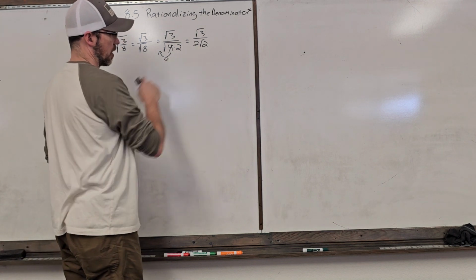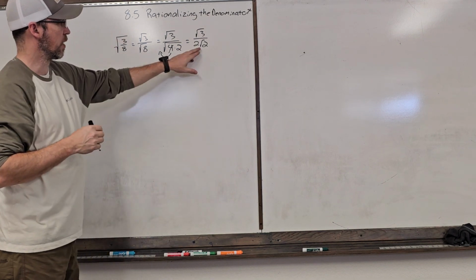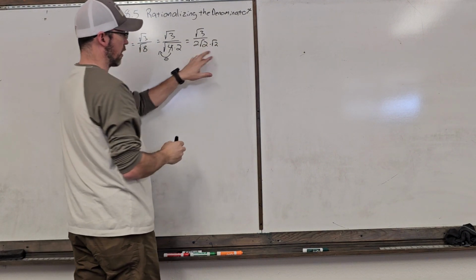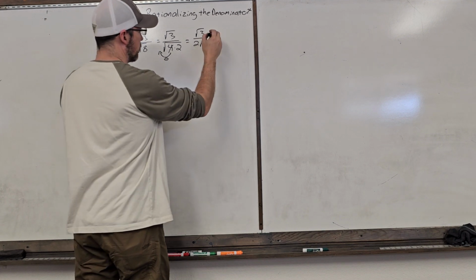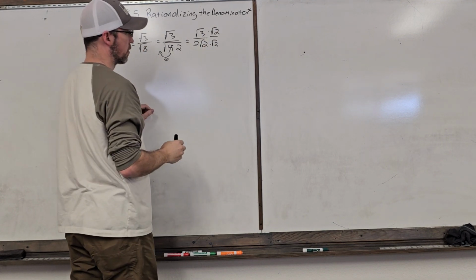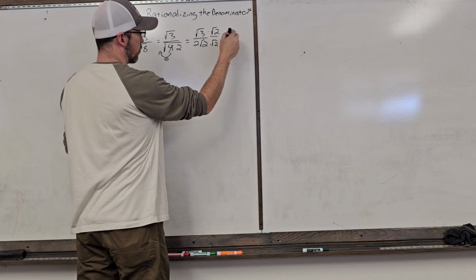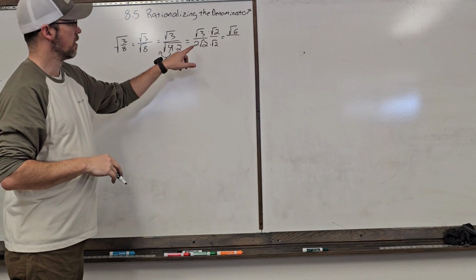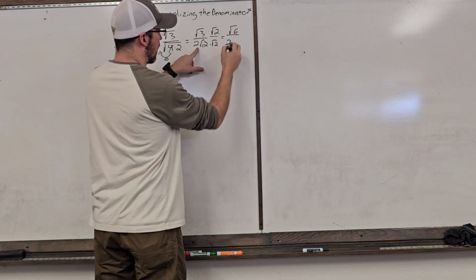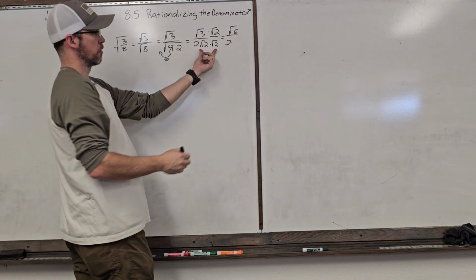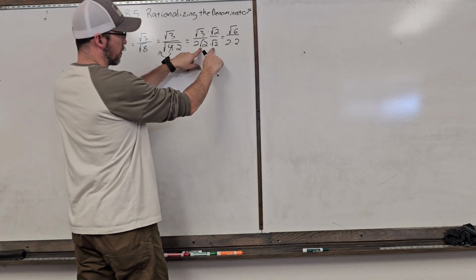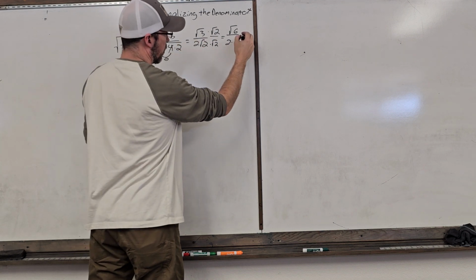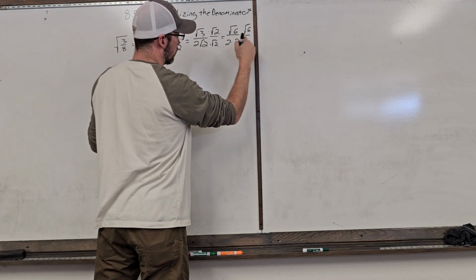I can't have that in the bottom. So the trick, the way I get rid of a radical on the bottom, is I multiply the bottom by the exact same radical. Whatever I do to the bottom, I've got to do to the top. The square root of 3 times the square root of 2 is the square root of 6. I can't reduce that. This becomes 2 times the square root of 2 times the square root of 2, which is just 2. When you multiply a radical times itself, the radicals cancel out, leaving you with the radicand. So I've got the square root of 6 over 2 times 2, which is 4.